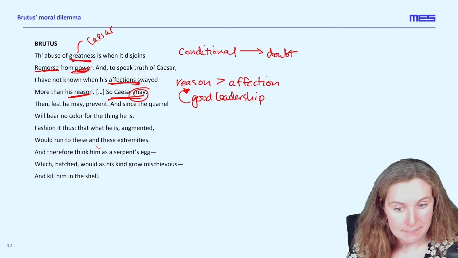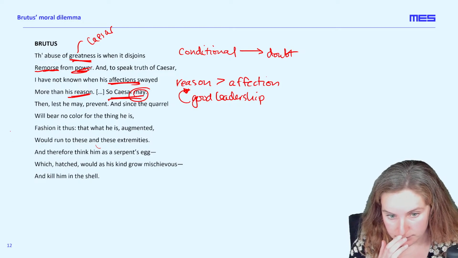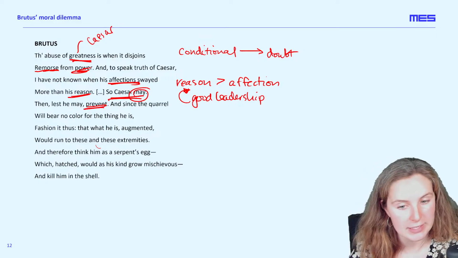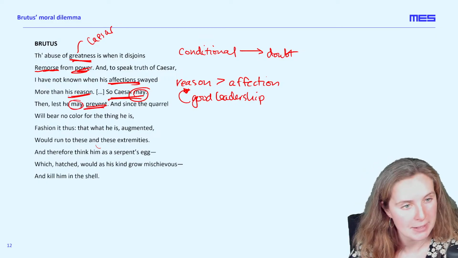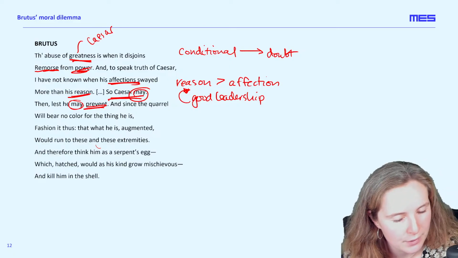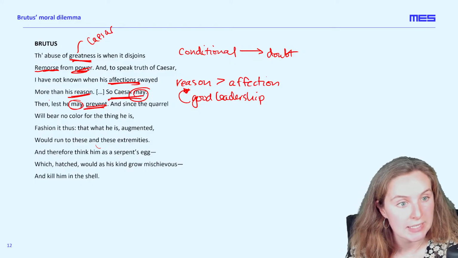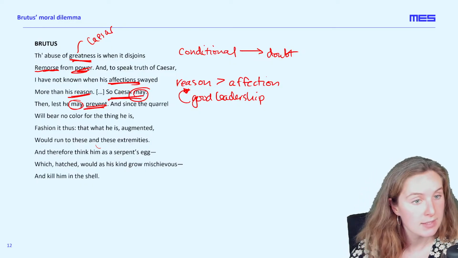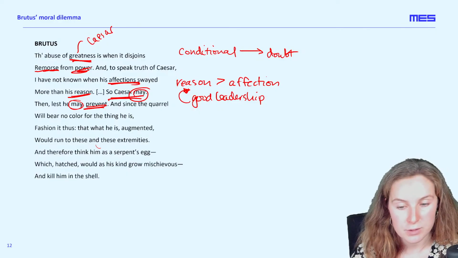Then, lest he may prevent. So, he is saying here, it's kind of tricky language. We're hearing the "may" again. He may do this, he may do this, he may do this. We can hear that Brutus is reflecting crown, crown, crown. He may, he may, he may. This is all absolutely projecting, right? We don't know, and it seems he doesn't know what Caesar will do. Indeed, Caesar doesn't know what he'll do.